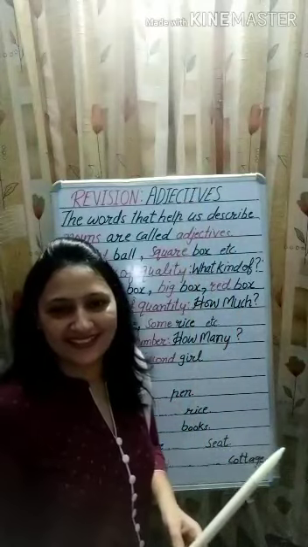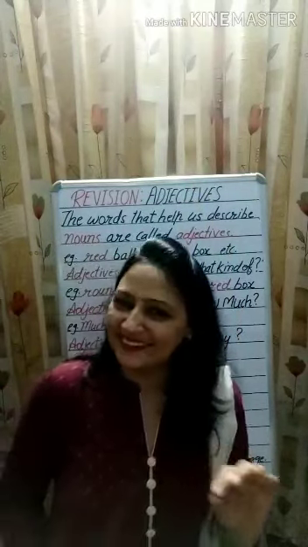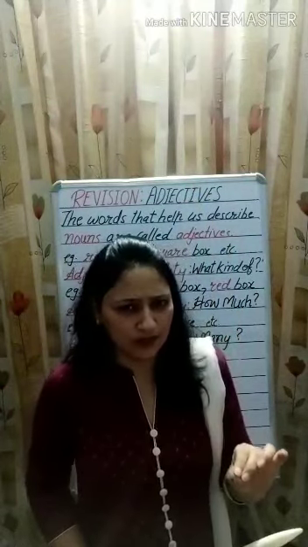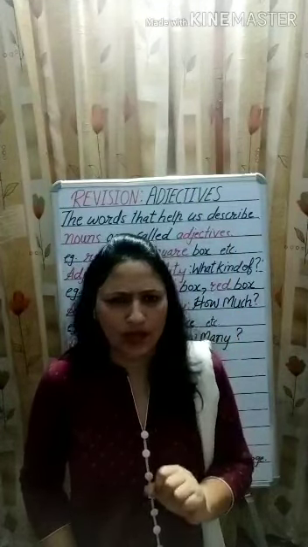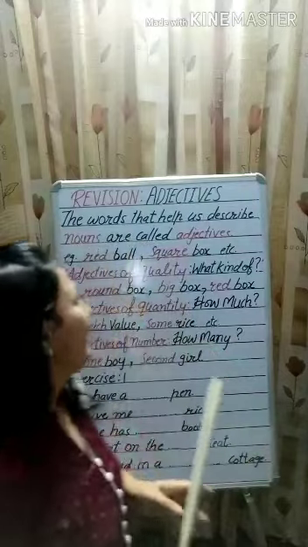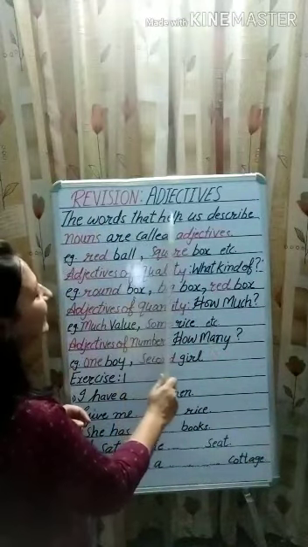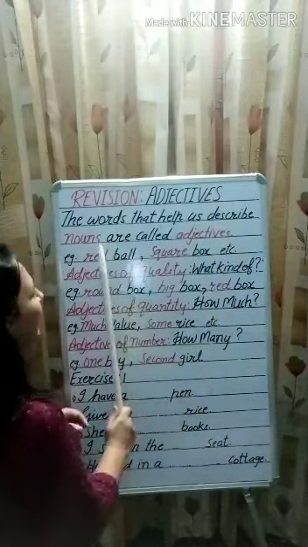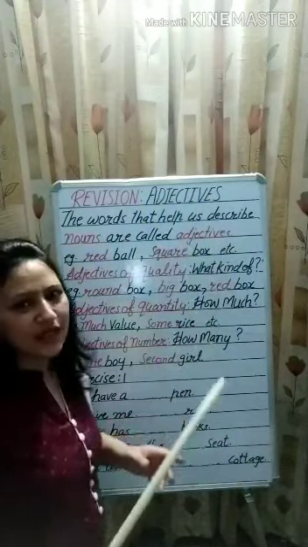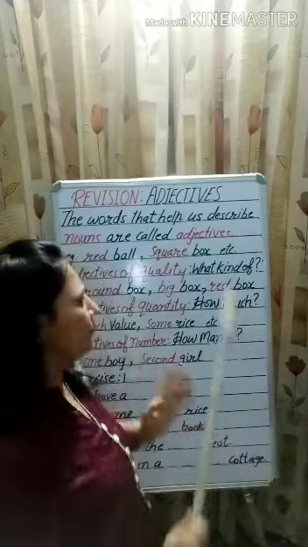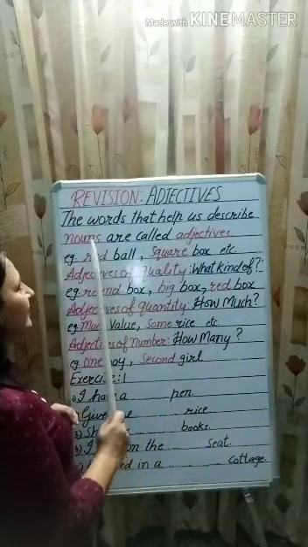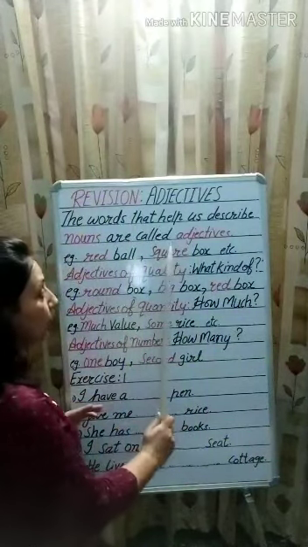So my dear students, I hope you all know that adjectives are the words which are used to describe nouns. Okay, now look at the definition. The words that help us to describe nouns are called adjectives. To understand it, look at the examples. We have two examples: first, red ball; second, square box.